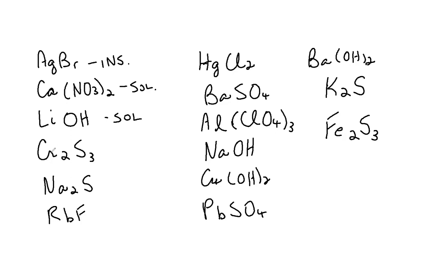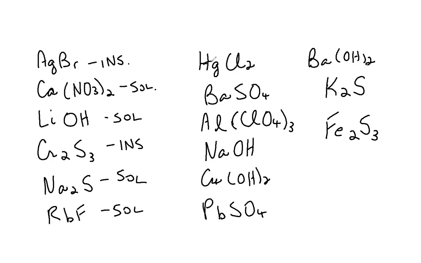Here we have chromium, Roman numeral 3, sulfide. Sulfides are in the insoluble category, and chromium's not an exception, so insoluble for the sulfide. For sodium sulfide, sulfides are usually insoluble, as we just mentioned. However, group 1 cations supersede that. They are always soluble. Rubidium fluoride, rubidium is a group 1 cation, always soluble. Doesn't matter what it's with.